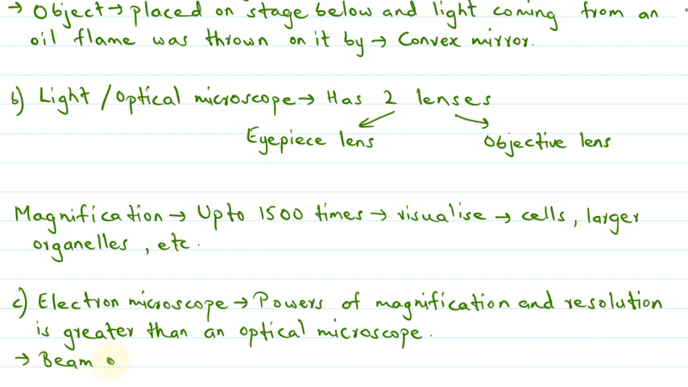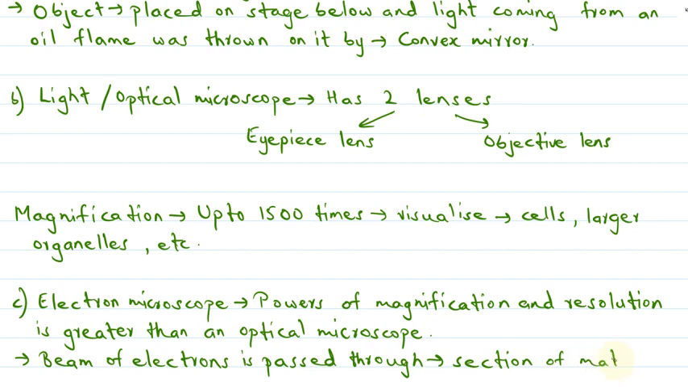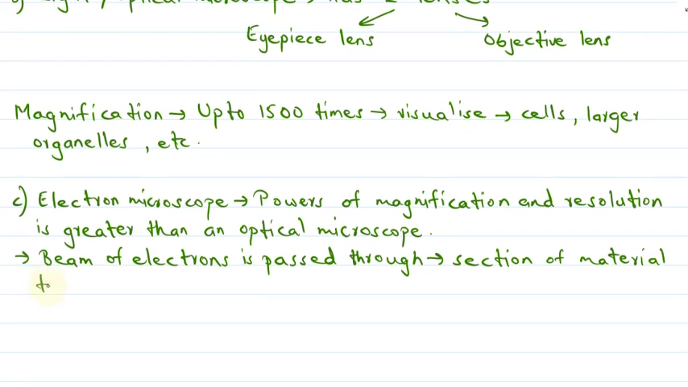A beam of electrons is passed. It is passed through what? It is passed through the section of material, okay, in order to produce what? In order to produce the image. Okay, so this is about electron microscopes.